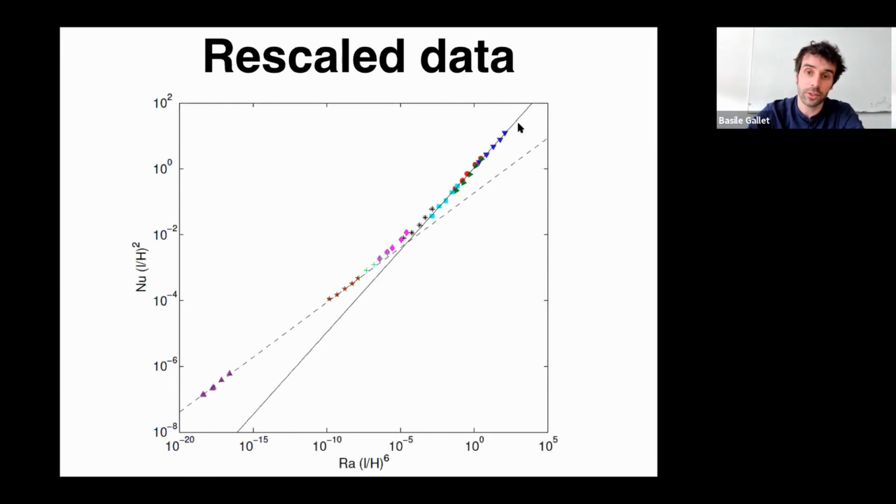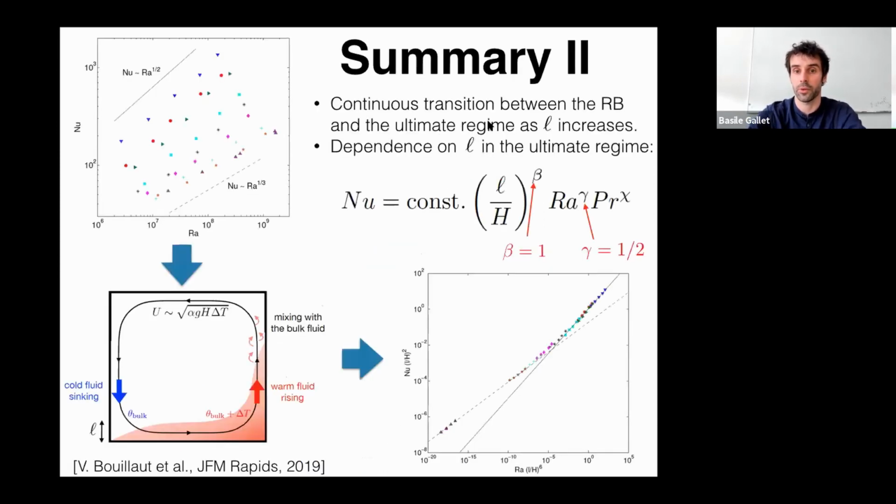And this master curve follows a power law with exponent 1/3 in this region here, for low Rayleigh number. This is the Rayleigh-Benard regime, and it transitions to an exponent of 1/2, which is the ultimate scaling regime, when the Rayleigh number is large enough. Okay, so that confirms the prediction that the Nusselt number is a constant times L over H times Rayleigh to the 1/2, and we just have to determine the exponent in chi now.